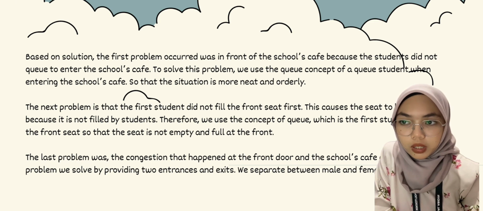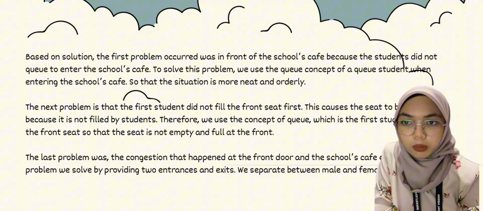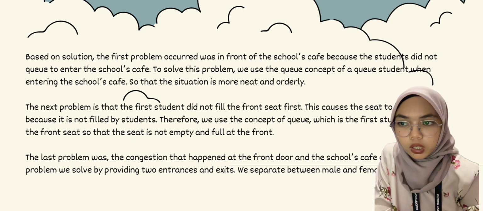The next problem is that the first students did not fill the front seat first. This causes the seats to be empty because they are not filled by students. Therefore, we use the concept of queue, in which the first student must fill the front seat so that the seats are not empty and the front is full.